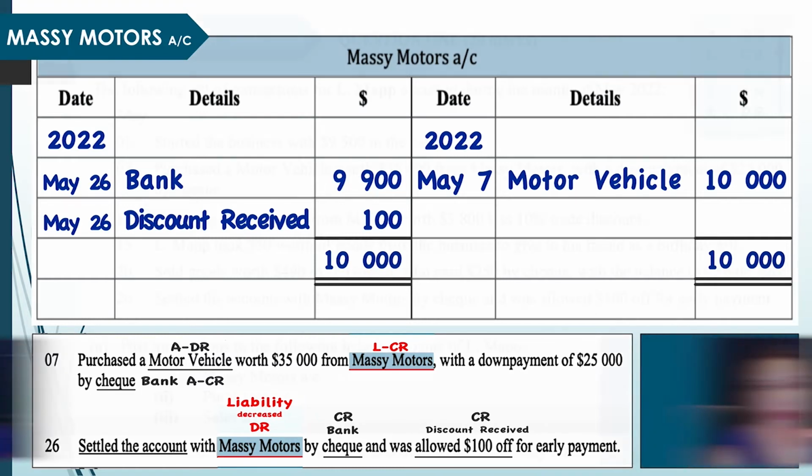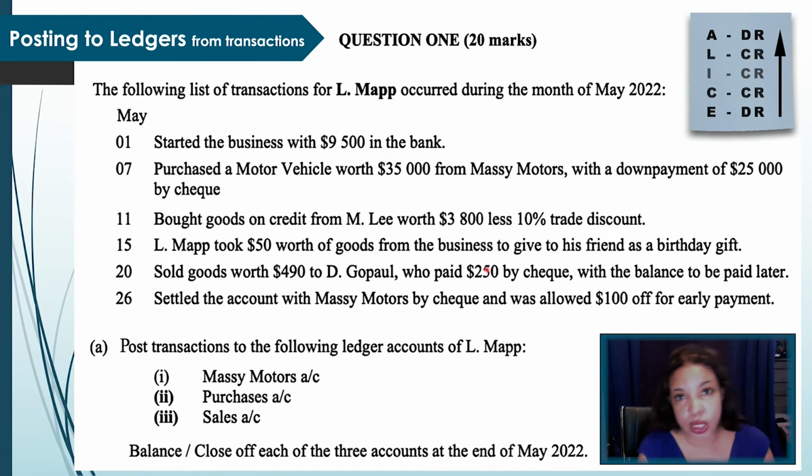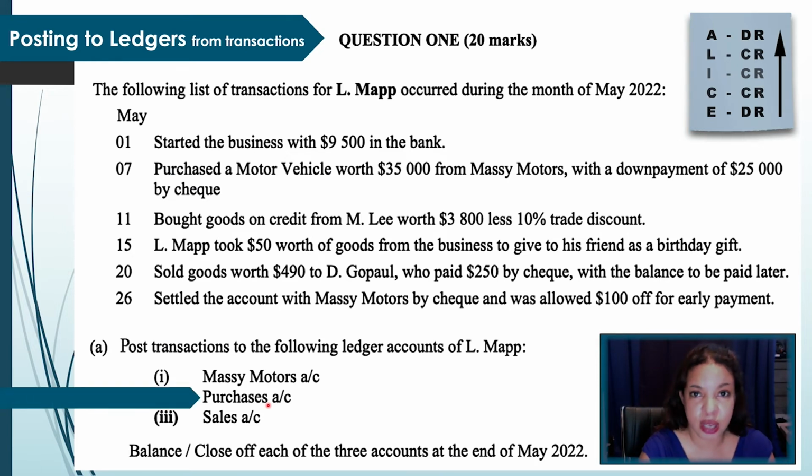Take a breath. Move on to the next one. We'll go a little quicker for that, just so we can keep this as short as possible. So we have done Massy Motors. What we're going to do now is our focus is now changing and it is going on the purchases account.